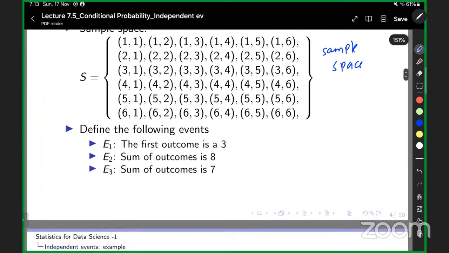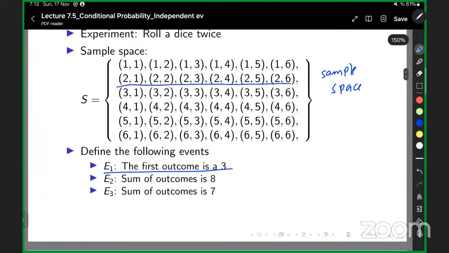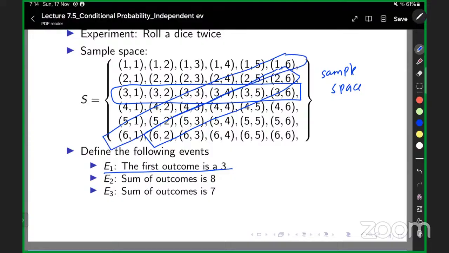Then we define some events. So first is the first outcome is 3, right? Where is it? This is the first outcome is 3. Then the sum of the outcomes is 8, which is going to be, let's say, 2, 6, this one. So this is the second event. And then the sum of the outcomes is 7, which is going to be here, the diagonal. You can see, right? So these 3 events are given to me.